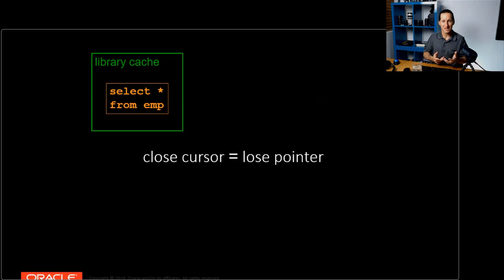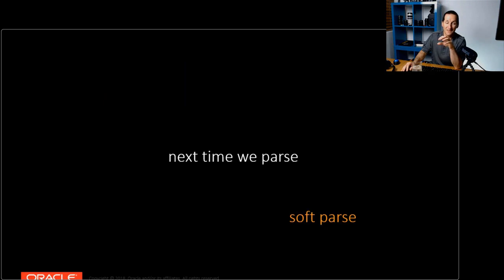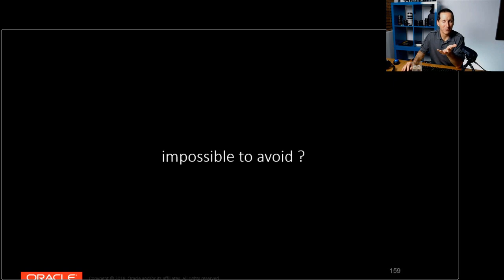And when you close a cursor, you obviously lose that pointer. What that means is the next person coming in says, oh yes, there's an SQL in the library cache, but they don't have enough information to guarantee that it's actually the same. They've lost the reference to the pointer. And therefore we end up with a soft parsing scenario.